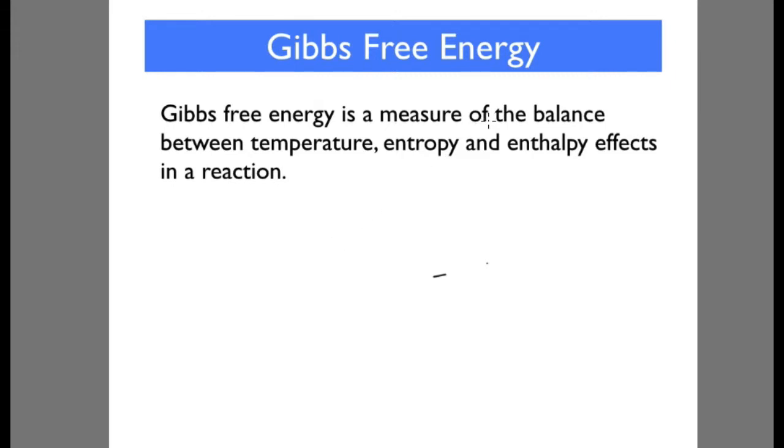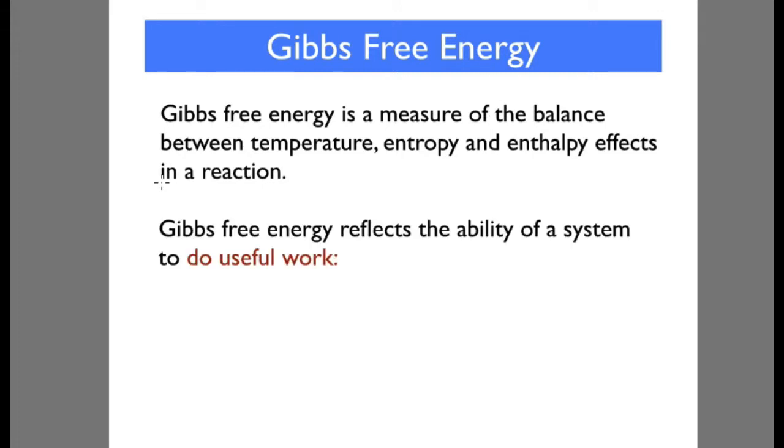Gibbs free energy is a measure of how the balance between temperature, entropy and enthalpy affects a reaction. Gibbs free energy reflects the ability of a system to do useful work, such as building tissues or efficiently burning a fuel.